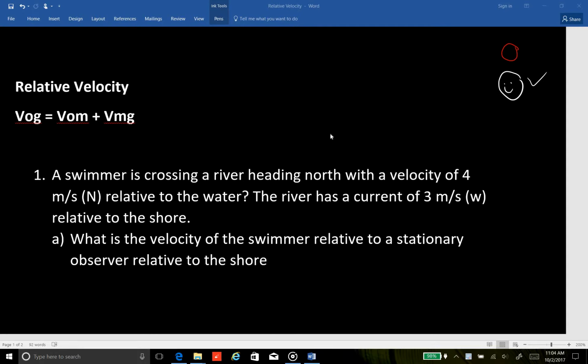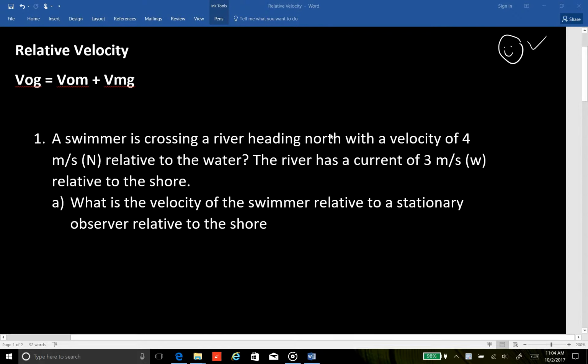Okay, so ladies, what we're going to do is talk about a concept called relative velocity, okay?